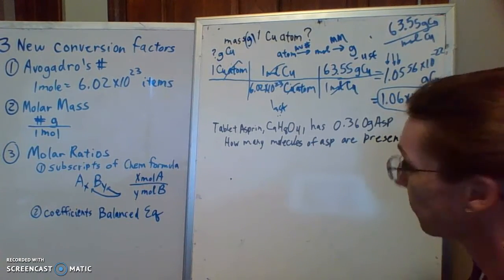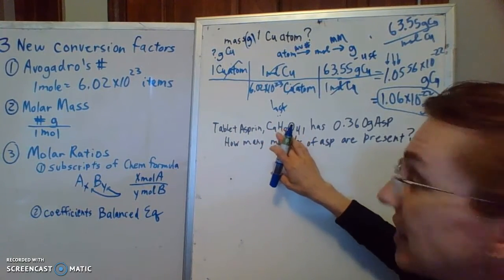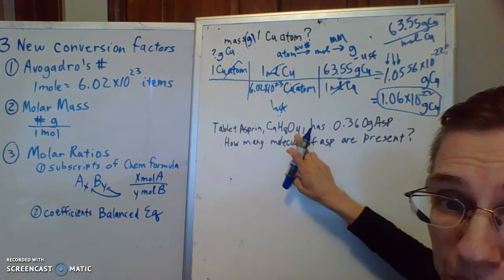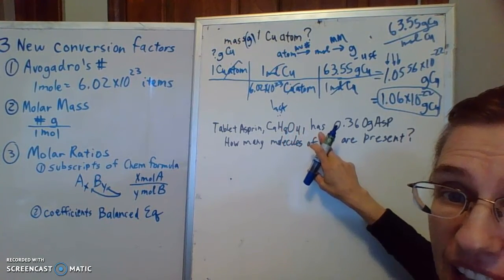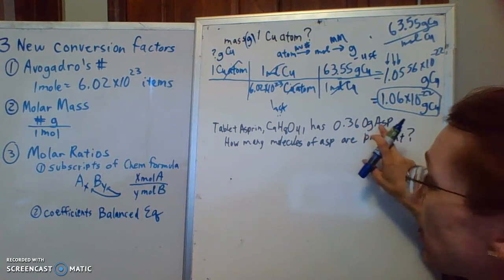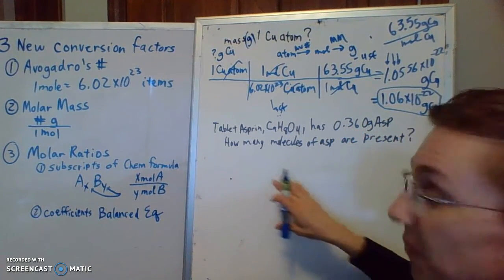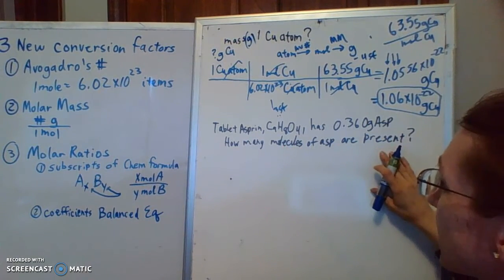Let's go ahead and do another one. In this one, we say that we've got a tablet of aspirin, and we are given the formula for aspirin, C9H8O4. And that tablet has 0.34 grams of aspirin in it. And we're asked for how many molecules of aspirin are present.